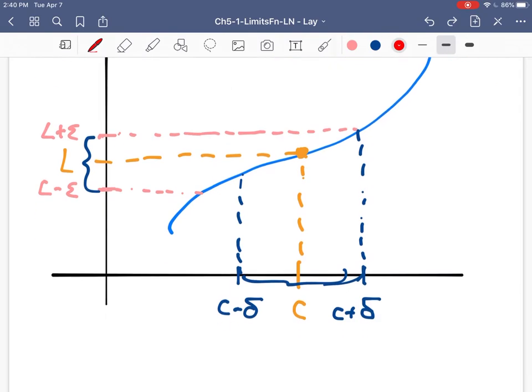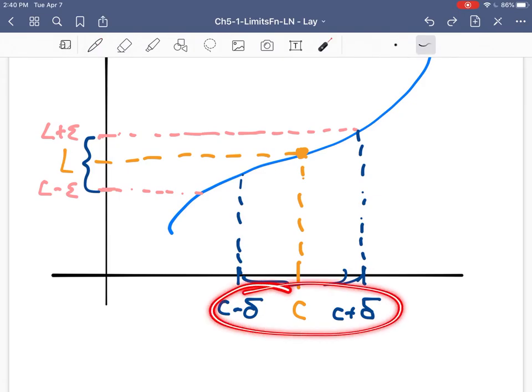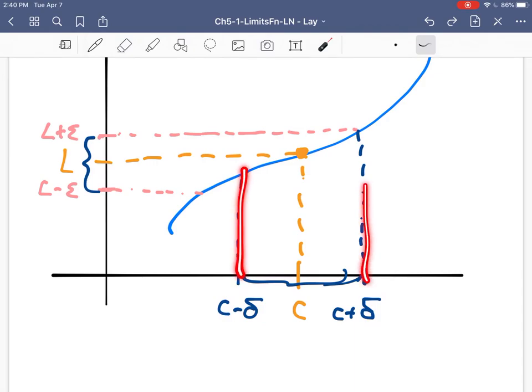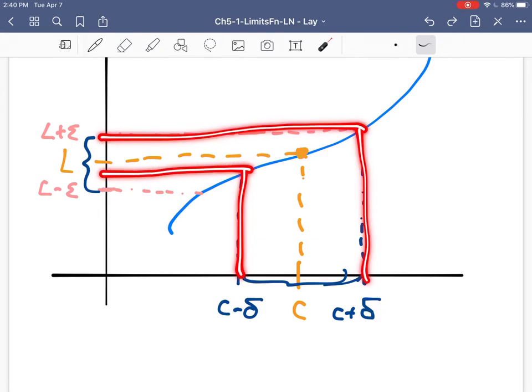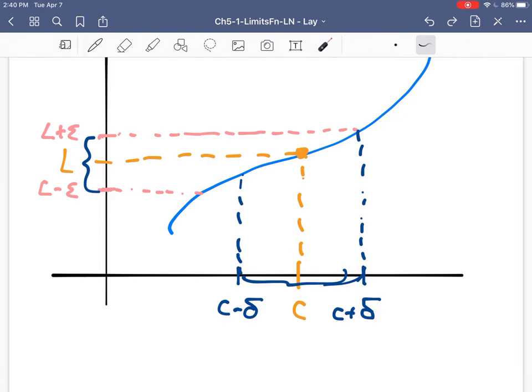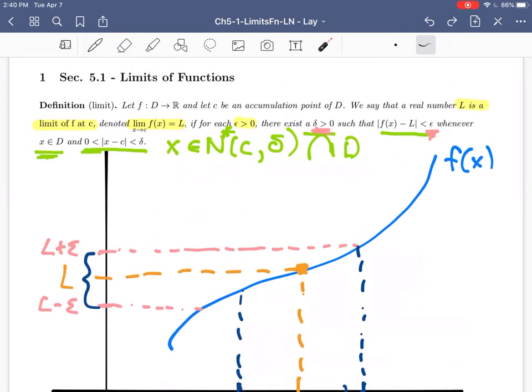Right? And so here we think about whenever this horizontal distance down here, whenever we're within delta units of c, then we are sure that we are going to be less than epsilon units away from L in a vertical distance. Right? And so that's how we actually formally define a limit.